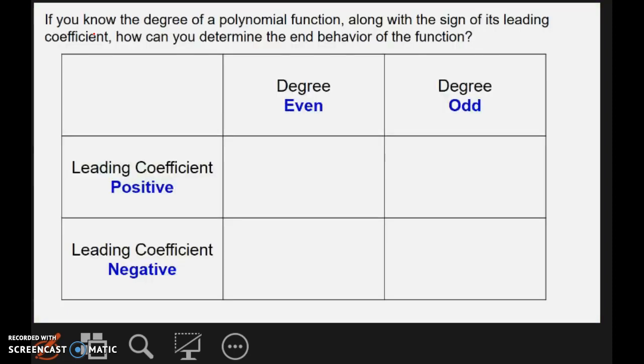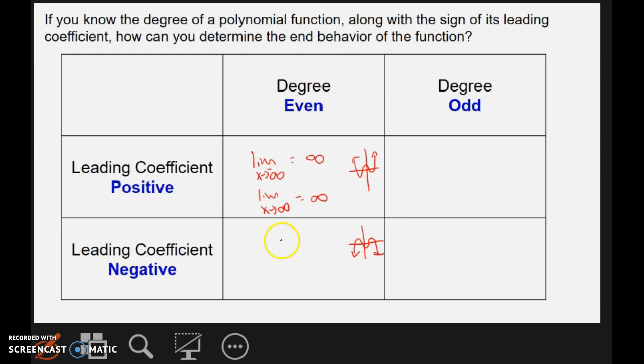So we've got a nice little summarization chart of really how we have to visualize this, that if we have a degree that's even, and a positive exponent, my graph is going to look something like this. So both of my end behaviors end up giving me positive values. If I have an even degree with a negative exponent, it'll look something like that. So instead of both being positive, they're both going to be negative.